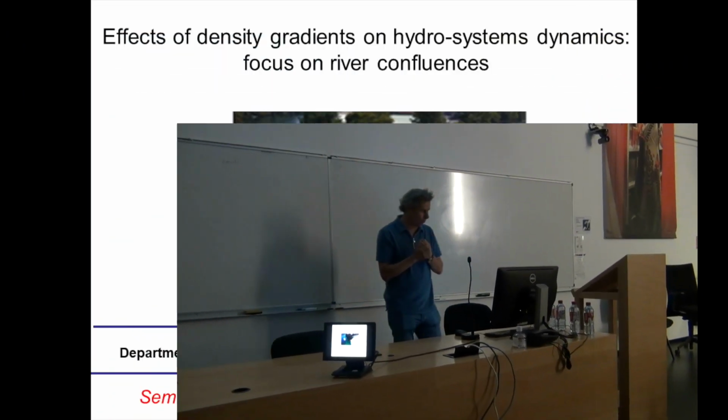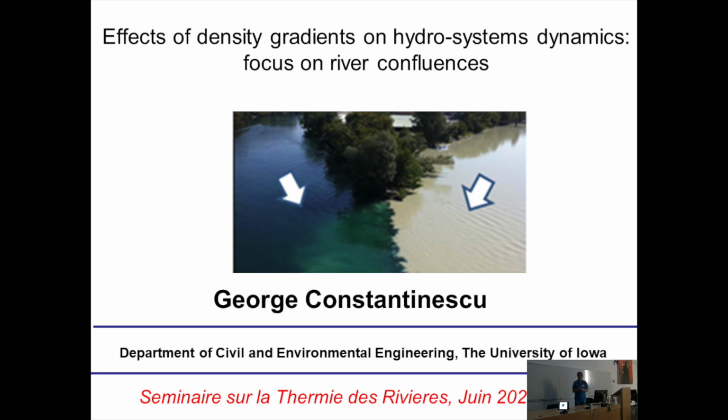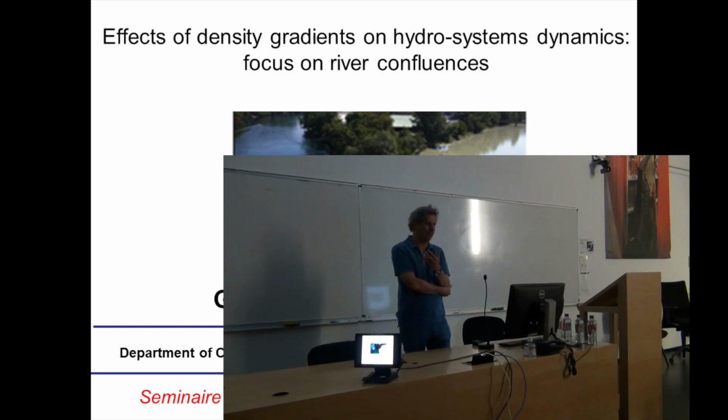What I'm going to talk about next is mostly about mixing processes when two streams come together, and that region of the river is called the river confluence. In particular, I'm going to talk about the case in which the temperature of the two streams is not equal, and the temperature difference is strong enough such that the density contrast associated with it is going to induce a large difference in terms of how mixing proceeds between the two streams.